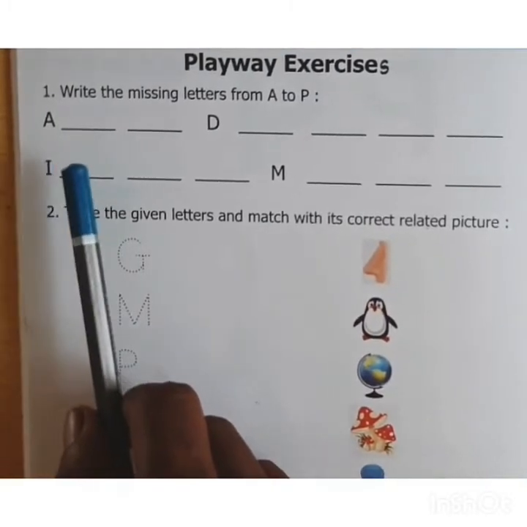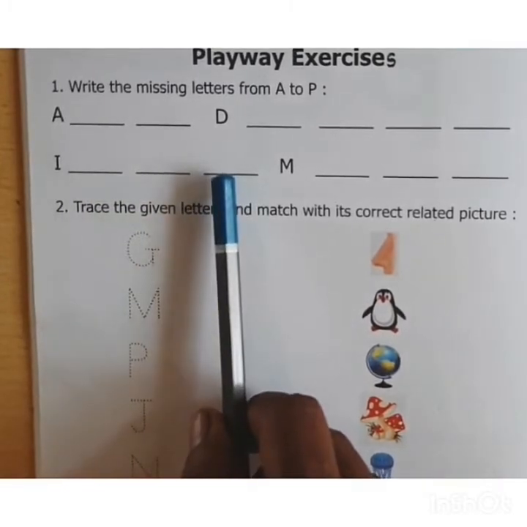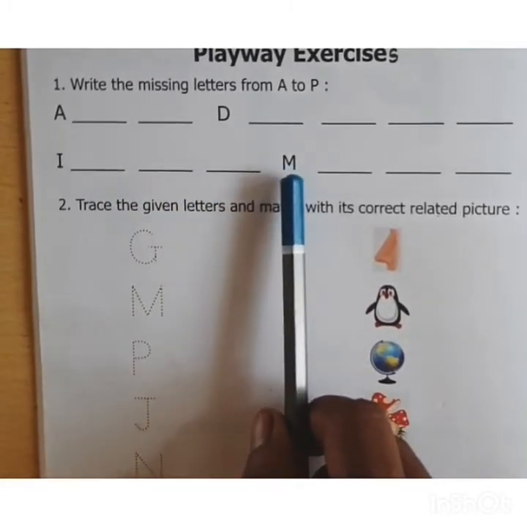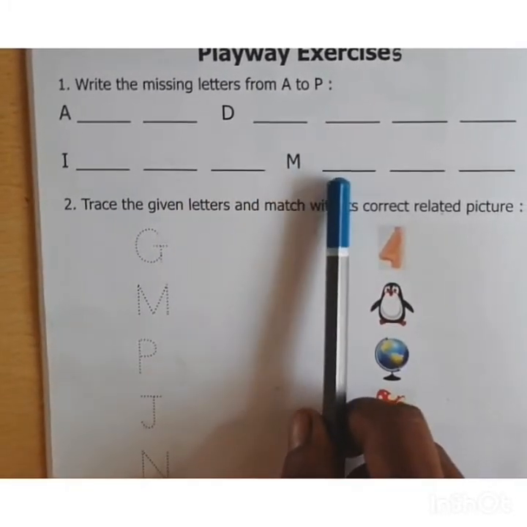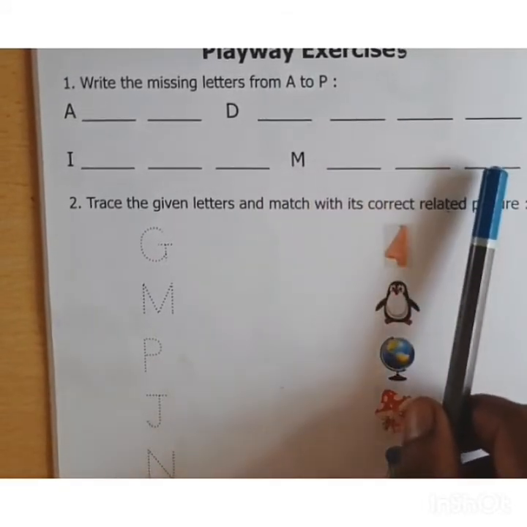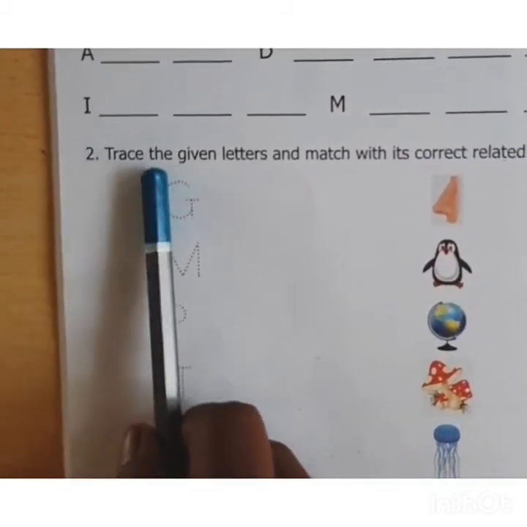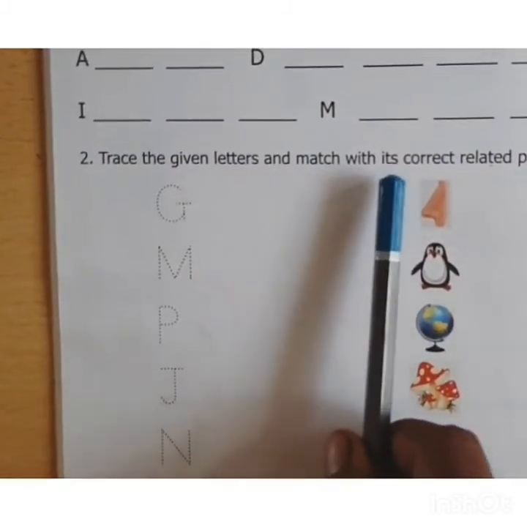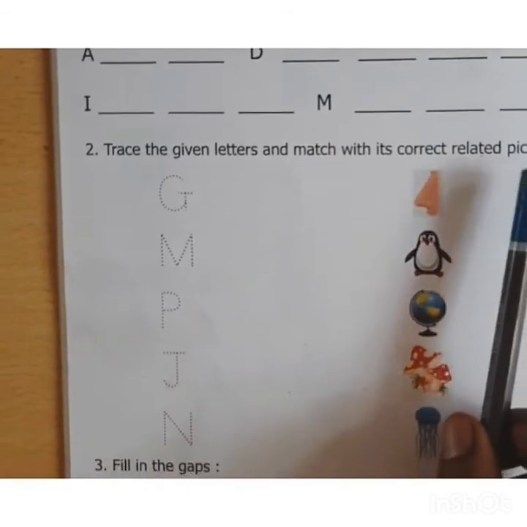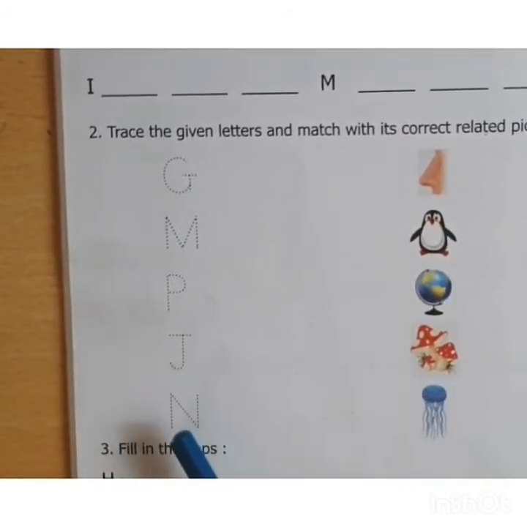After I, J. Then K, L. Then M. After M, N, O. And after O, which letter will come? P. Okay kids? Now, 2. Trace the given letters and match with its correct related picture. Kids, here some letters are given. First you have to trace these letters, okay?